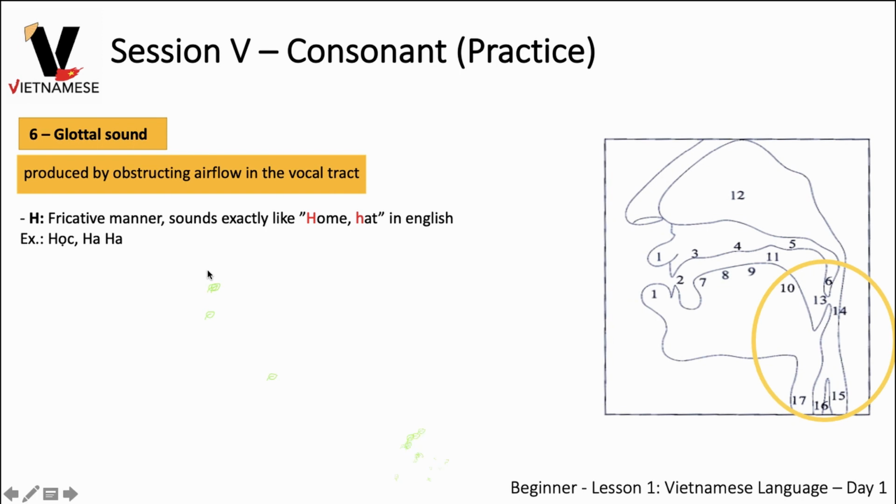Okay, the next one is glottal sounds. Glottal sound is produced when the airflow comes through the vocal tract. It sounds like h. Very easy, just like "home" or "hat" in English. For example, học or ha. H.